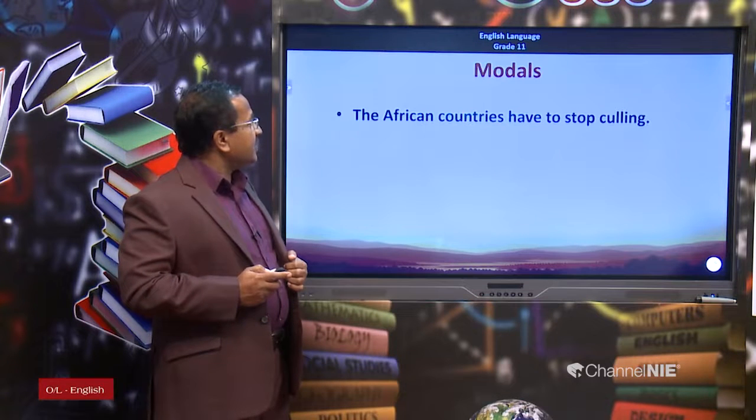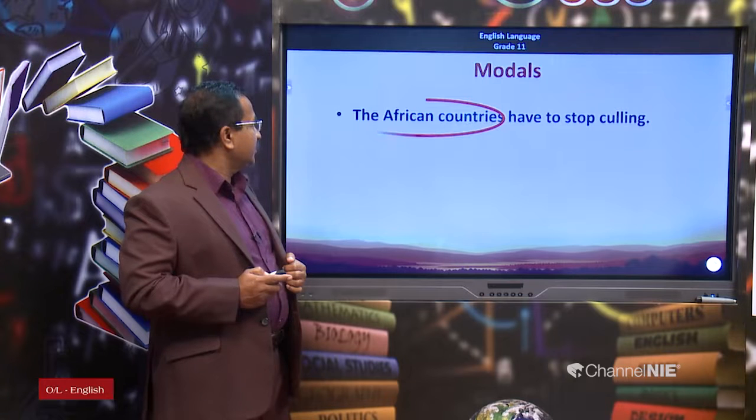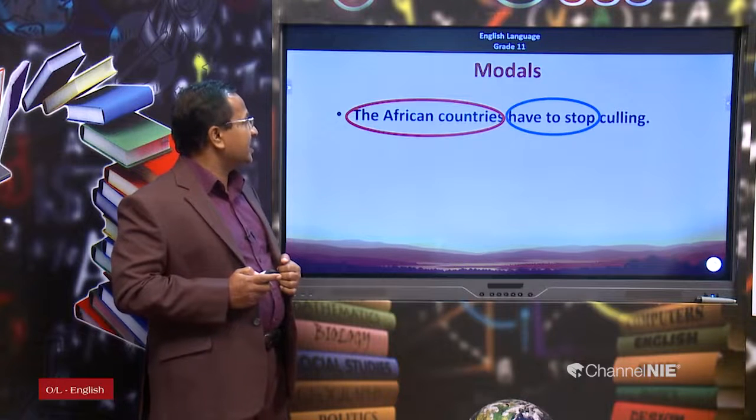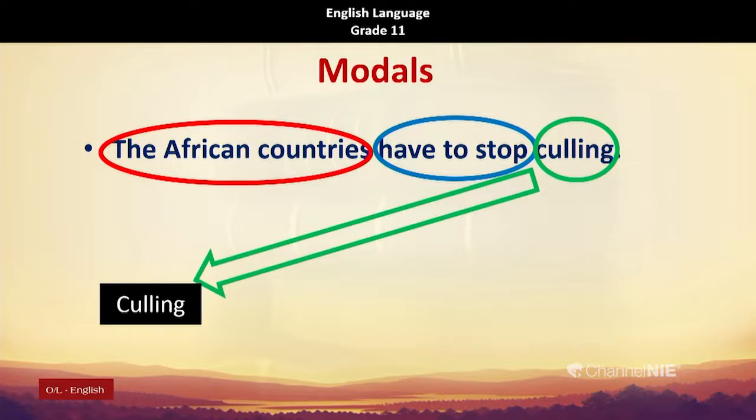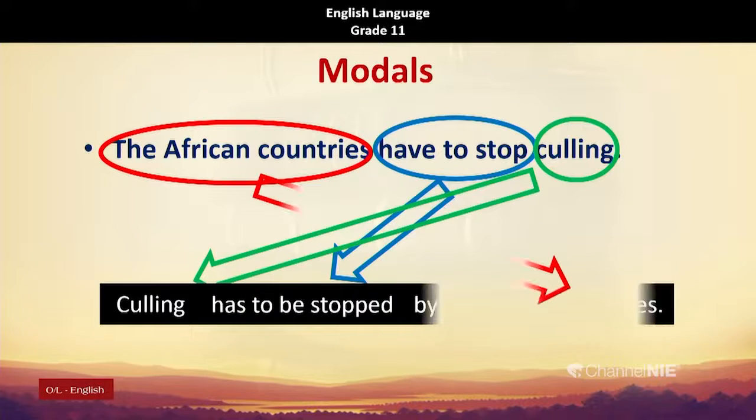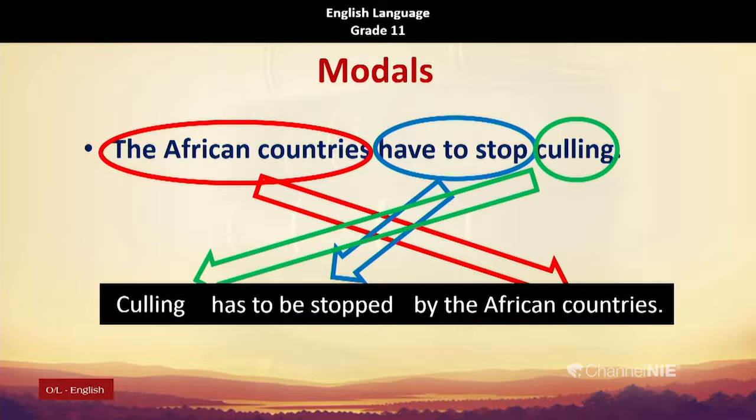Right. The African countries have to stop culling. The African countries is the subject, have to stop is the verb, culling is the object. You know, culling is a way of killing animals in order to maintain the natural balance. Every year in African countries, they kill a certain number of animals. Elephants, tigers, leopards are killed in order to maintain the natural balance. That is called culling. Culling is permitted, right? So, culling has to be stopped by the African countries.